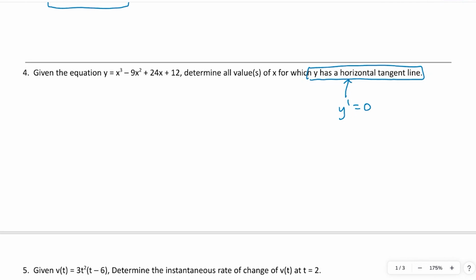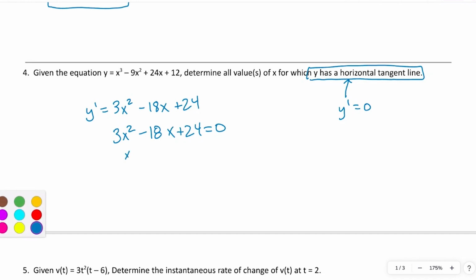So first, let's find y prime. We're going to use the power rule all the way down here. 3x squared minus 18x plus 24. And I want to know, when does that equal 0? So I'm going to solve this equation after I set it equal to 0. Now it looks like all 3 of these coefficients are divisible by 3. So just to simplify the factoring a little bit, I'm going to divide both sides of my equation by 3.